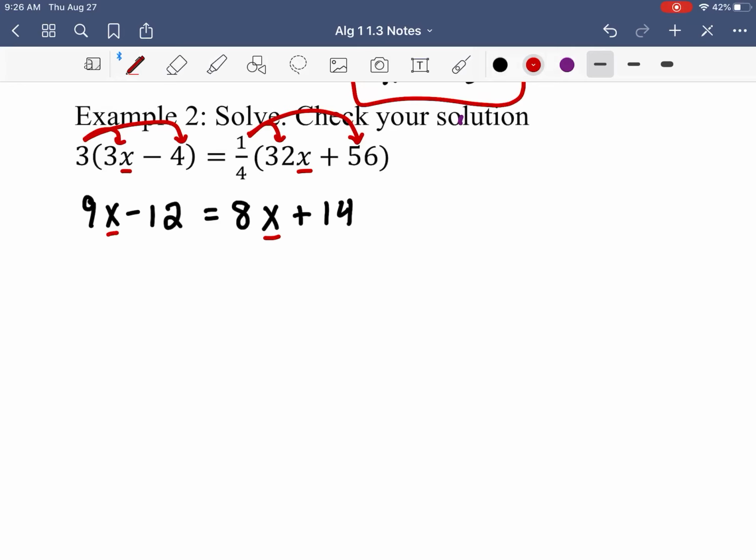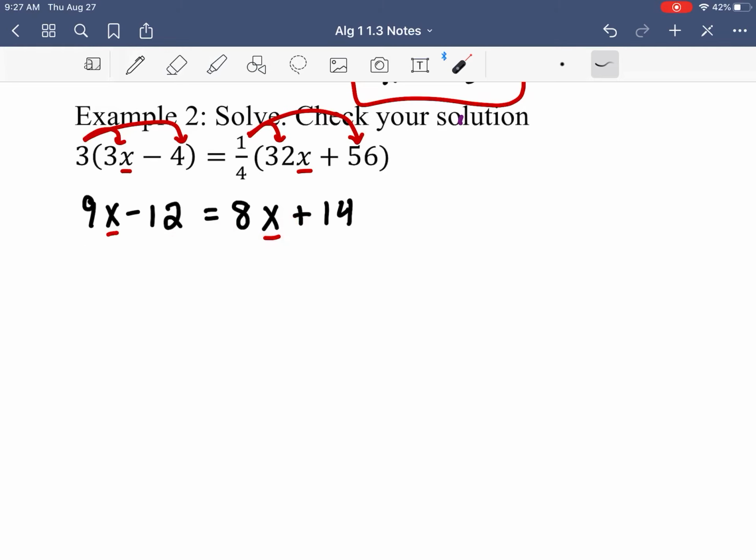So there's 2 different ways of doing this here. I could take this 9x and move it over here, or I can take the 8x and move it over here. Either way will work. Doesn't matter which way you do it. I like my x's on the left side over here, so I'm going to move this one over here.